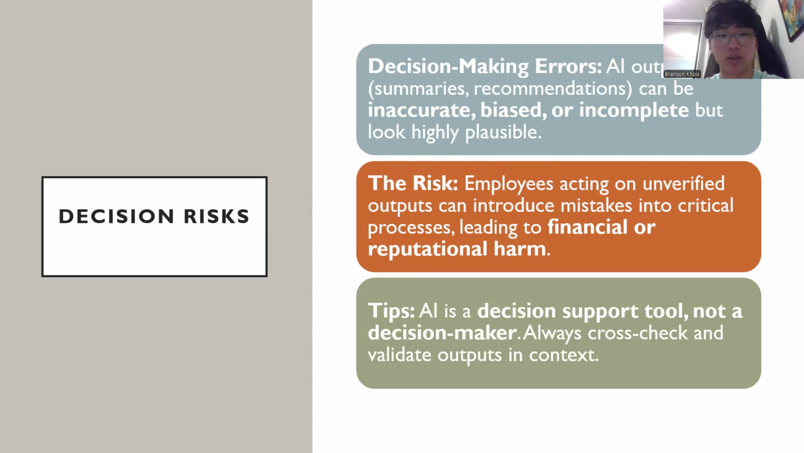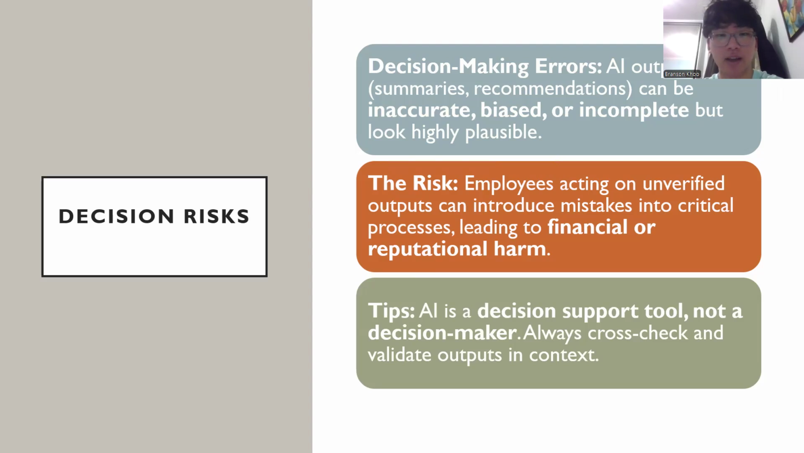AI can generate outputs that look highly plausible and professional, but they may be inaccurate, biased, or incomplete. Imagine an AI tool that summarizes a report, suggests business actions, or even recommends hiring candidates. On the surface, everything seems correct, but if employees act on these outputs without verification, mistakes can easily slip into critical processes. These errors can have real consequences: reputational damage, financial loss, or even legal exposure.